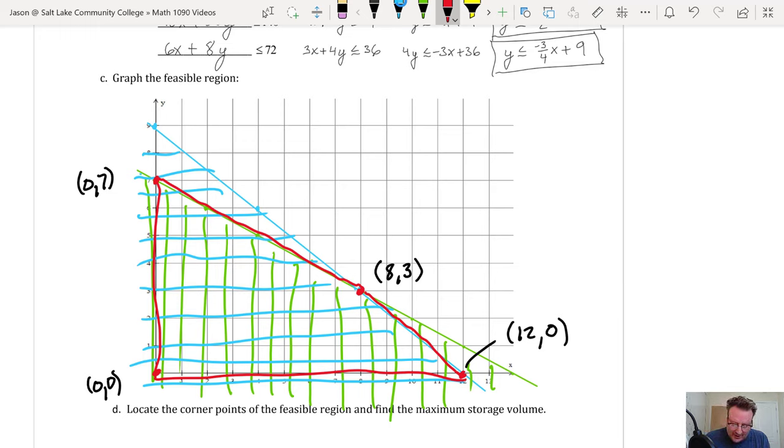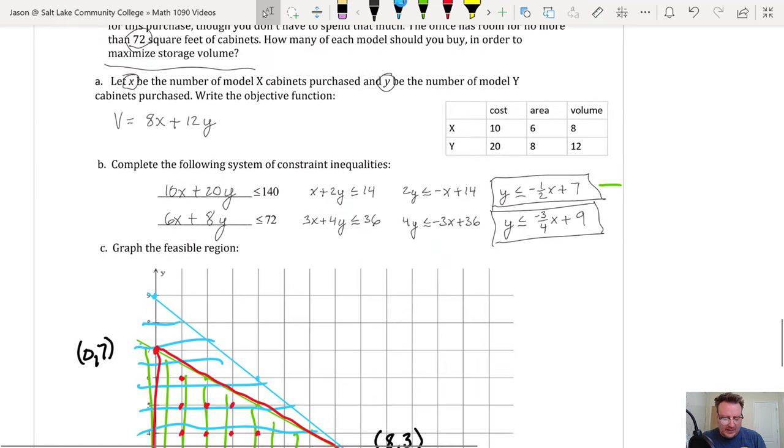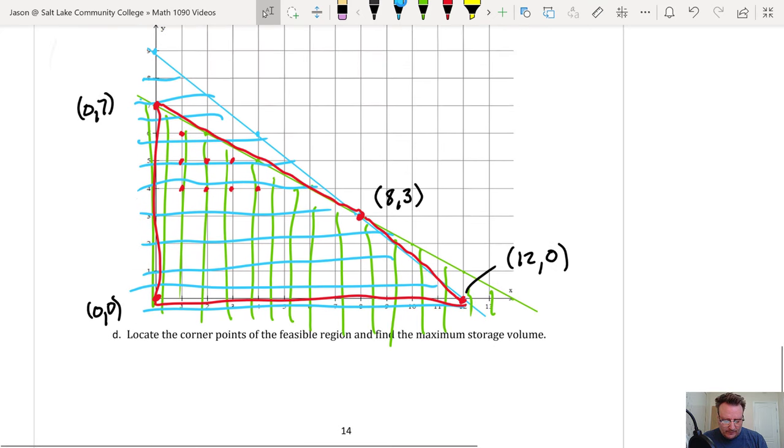So really, though, the solution is not every single point in here, but every single point on this lattice of points, all of these points. The points in between are not valid possible solutions, are they? Okay. But we're not going to give you problems where you have to worry about that. So our corners, our vertices are integer points, so we can just plug them into our objective function. What was our objective function? It was 8x plus 12y. It was for volume, and we want to maximize it. So we need to plug all these points into the 8x plus 12y function.